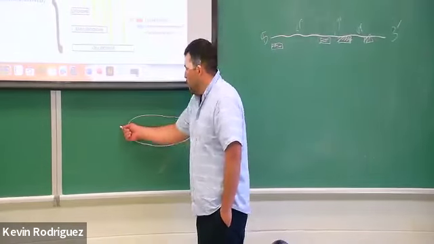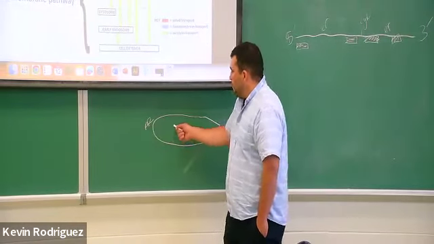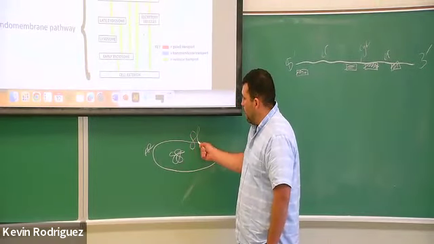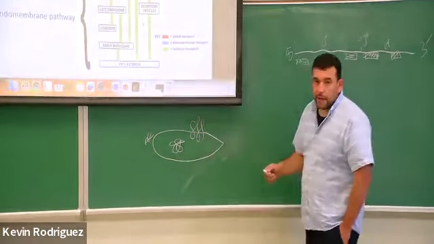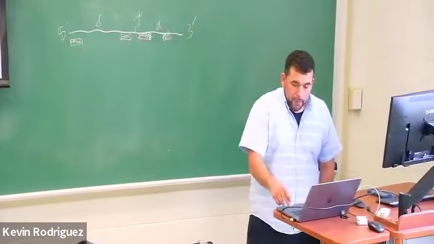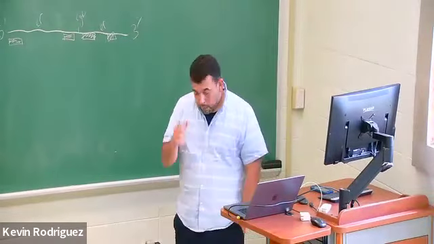Imagine this is my rough ER. We can make proteins and release them on the inside, or we can make proteins and make them sit across the plasma membrane like that. So now how are we going to enrich this or send it to the right environment? Let's go back to that endomembrane stuff, right?